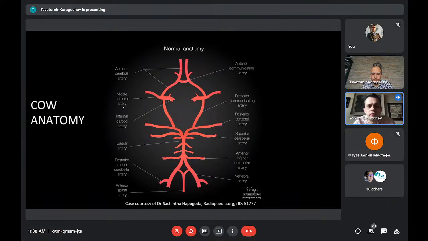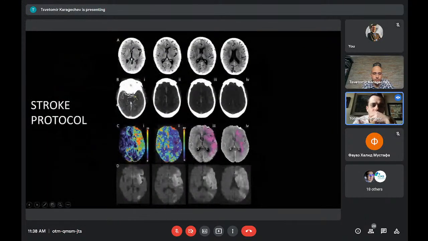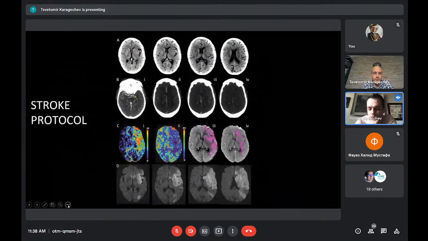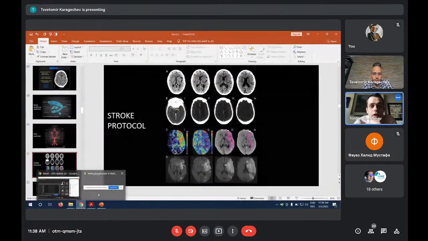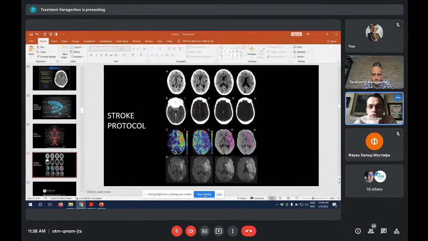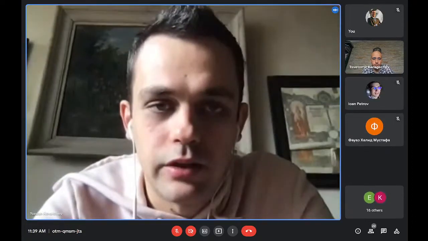Can you switch the slide so I see if there's anything else I need to talk to before I go to the cases? Okay, let me check. Yeah, this is the stroke protocol. I'm going straight now to show you how to interpret head CT, and you'll do it with me. Don't worry, I'm not going to quiz you. Just if you're interested, I'll try to make it as interactive as possible to you.